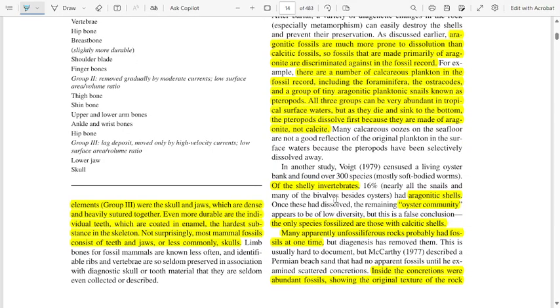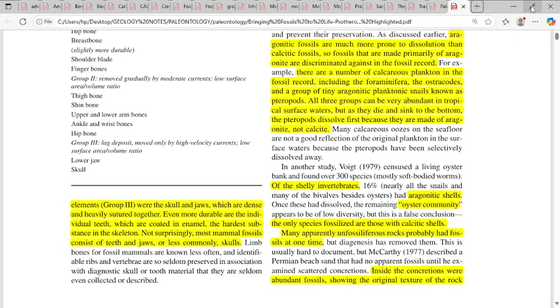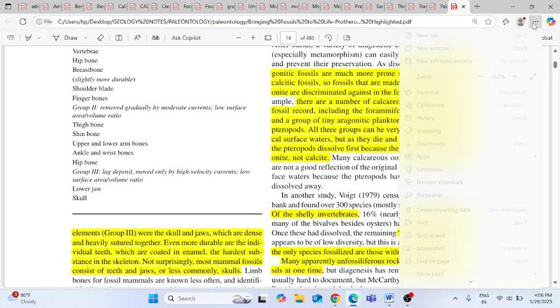In another study, Voigt, 1979, censused a living oyster bank and found over 300 species, mostly soft-bodied worms, of which the shelly invertebrates were 16%. Nearly all the snails and many of the bivalves besides oysters had aragonitic shells. Once these had dissolved, the remaining oyster community appears to be of low diversity, but this is a false conclusion. The only species fossilized are those with calcitic shells.